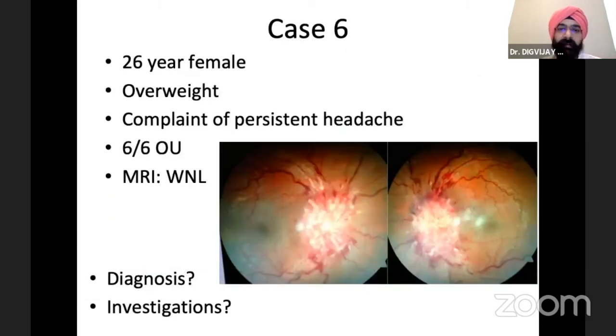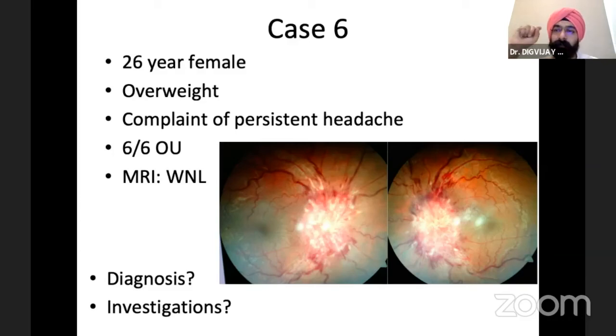The next case here is again a young female who's obese, who's overweight, who's presented with bilateral discs which are very swollen. An MRI has been done based on papilledema, and that's the first thing that you must do whenever you see a papilledema. It was within normal limits, and on the basis of certain investigations, it was diagnosed to be a case of idiopathic intracranial hypertension.